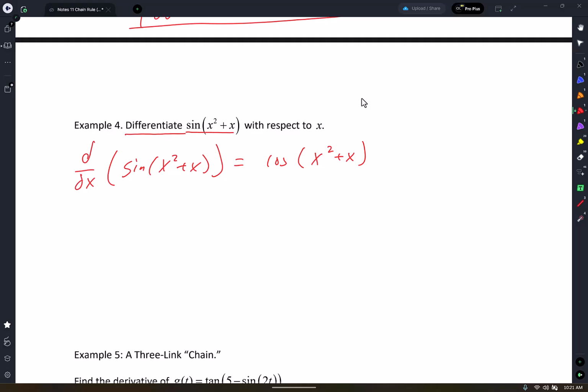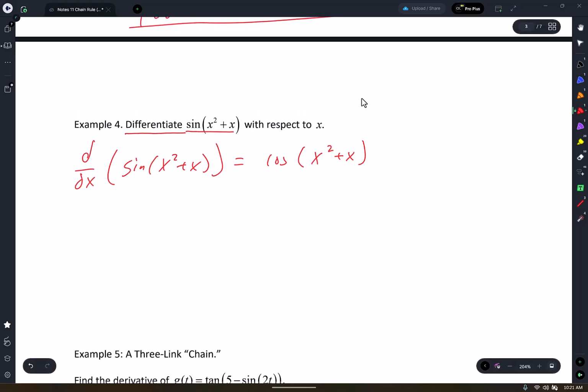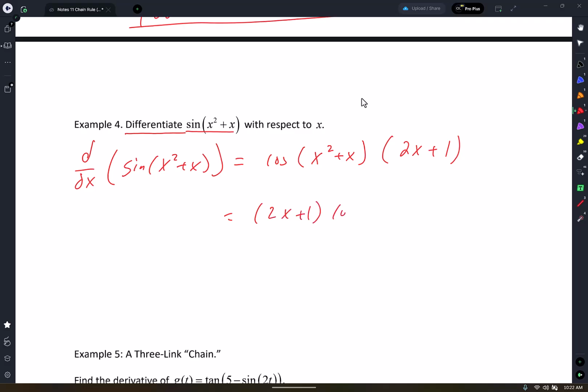So in a little bit, we'll change it up. Times derivative of the inside, which is 2x plus 1. There it is. I would leave it alone like that, unless you want to put this in the front. So 2x plus 1 in the front. There it is. Cosine of x squared plus x.